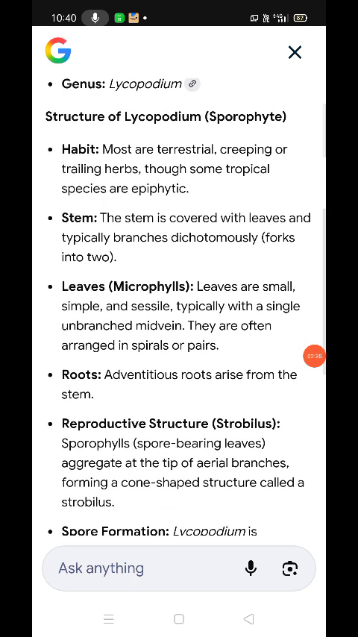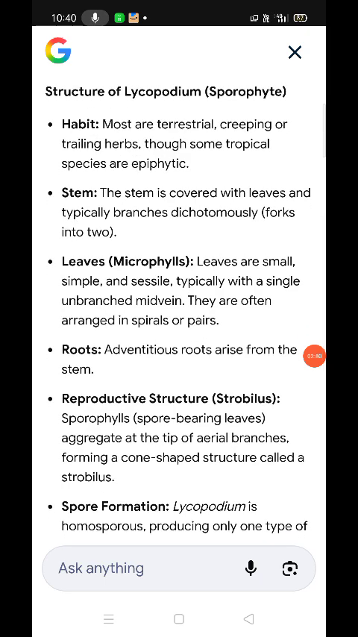Now, leaves are very small, simple and sessile, typically with a single unbranched midvein. They are often arranged in spirals or in pairs on the stem. These leaves are known as microphylls. The roots of Lycopodium are adventitious roots that arise from the stem, and their important function is anchorage of the Lycopodium and absorption of a small amount of nutrients from the substratum.